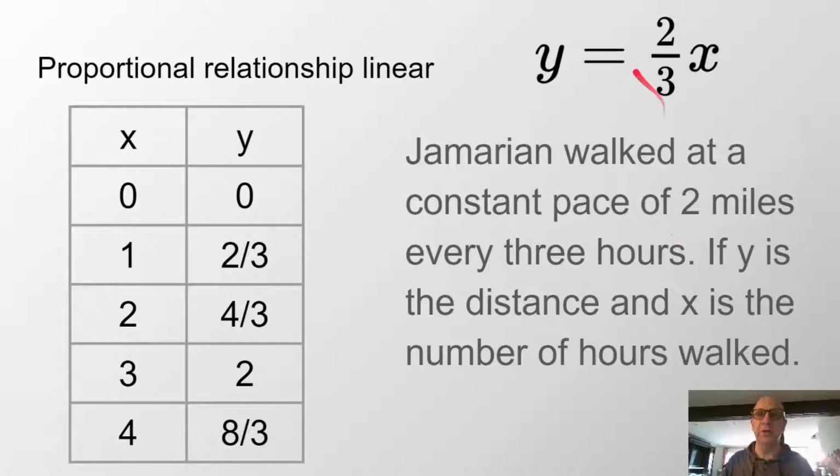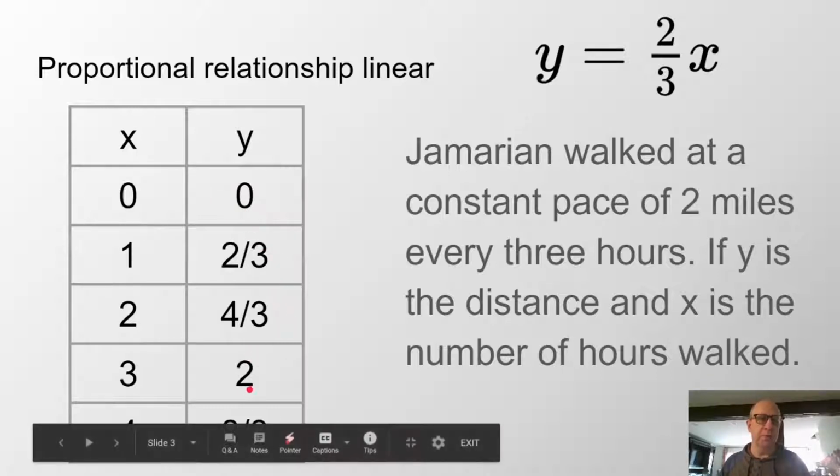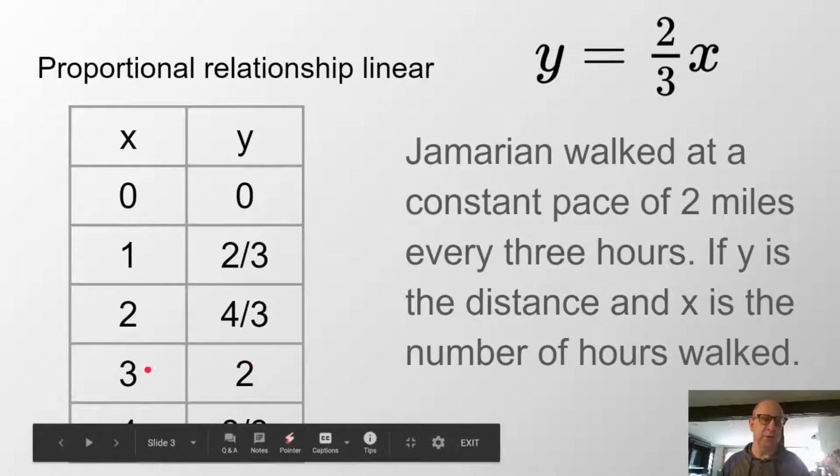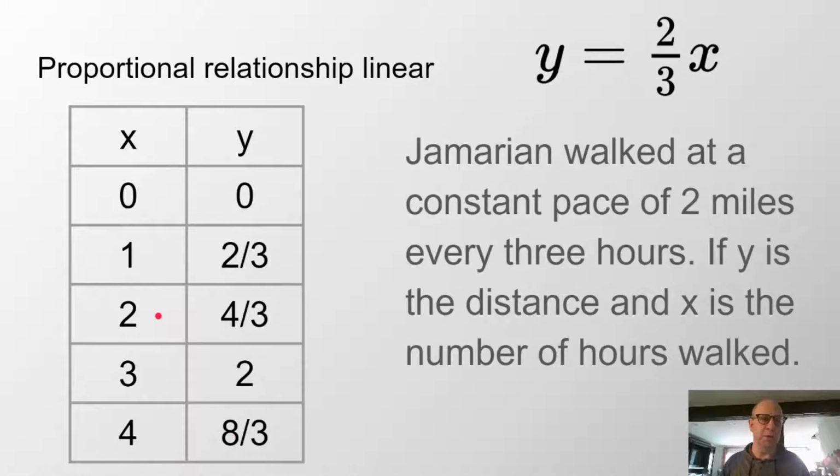The equation is y equals 2/3 x. 2/3 again is the slope or the unit rate. The table always goes through 0 and goes up by 2/3. If you divide the y by the x, so 2 divided by 3 in this case, you would get 2/3. 4/3 divided by 2 would be 2/3. 2/3 divided by 1 is 2/3. The only exception, of course, is 0 by 0.